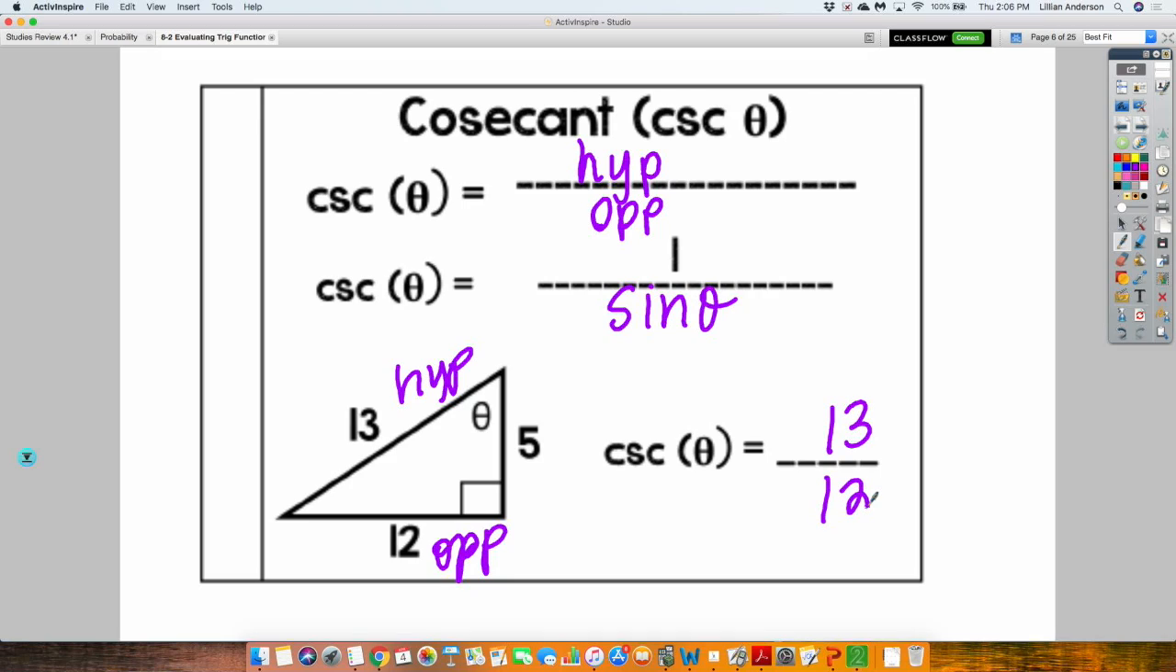If I asked you to find the sine of theta, wouldn't it be 12 over 13? So then you flip it and you have cosecant, okay? It's just as simple as that. So cosecant goes with sine. Cosecant goes with sine. In other words, it's the reciprocal of sine. So if you know sine, then you can know cosecant.